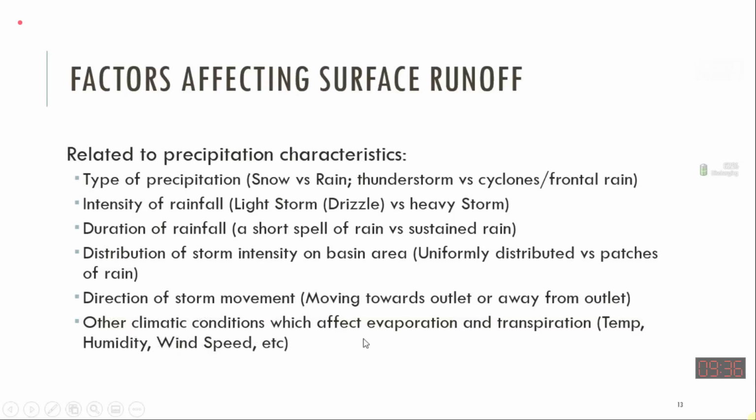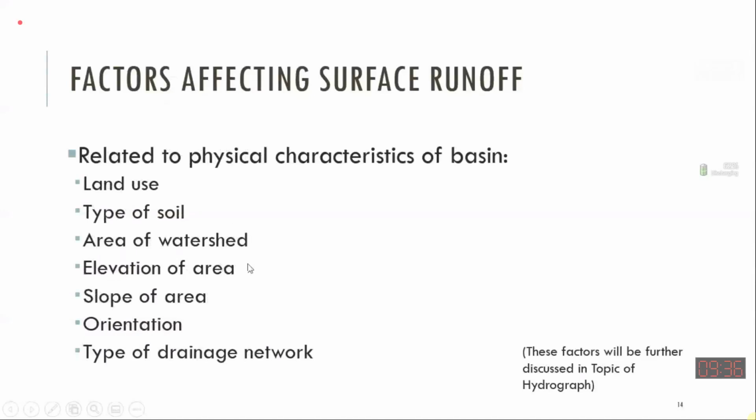Other climate conditions affect evaporation and transpiration. Temperature and wind affect to some extent, because we say runoff is dependent upon precipitation minus the losses. Losses include evaporation, infiltration, storage in the channel, and storage in the basin. Some physiographic features of the basin, which kind of land use is there?